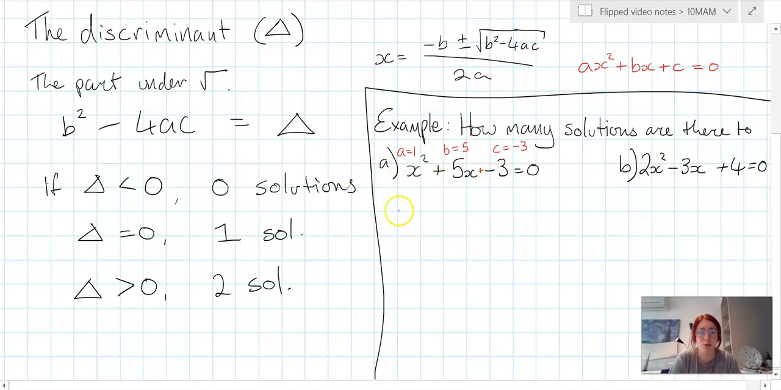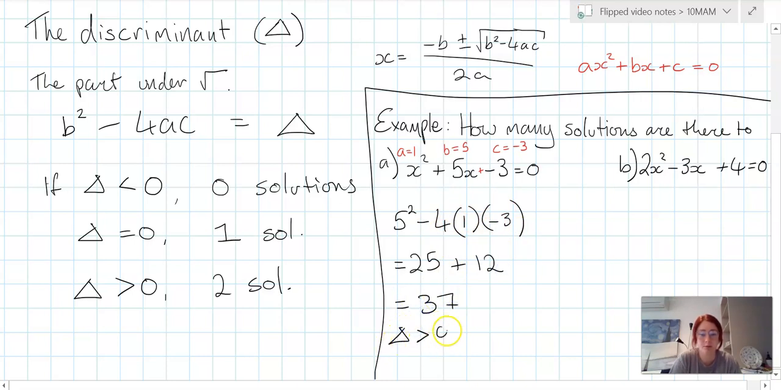If we sub that into our discriminant, then we've got b squared, so we want 5 squared minus 4 times a, which is 1, times c, which is negative 3. So that's going to give us 25 minus 4 times 1 is 4, times negative 3 is negative 12, so 25 plus 12 gives us 37. Discriminant bigger than 0, so there's 2 solutions.